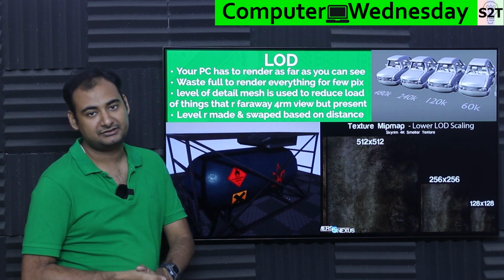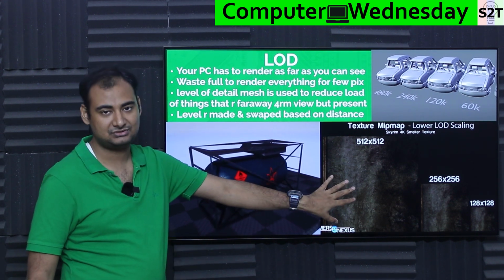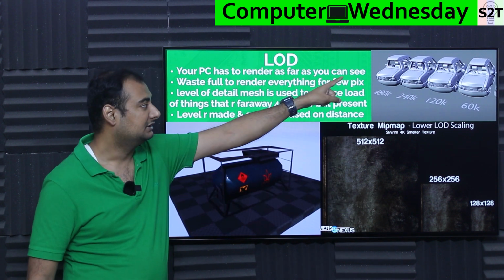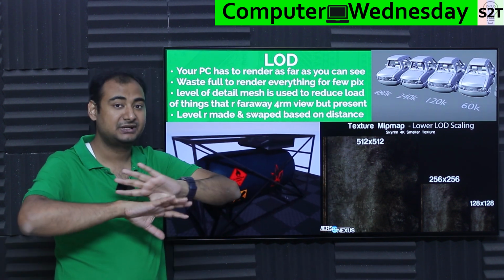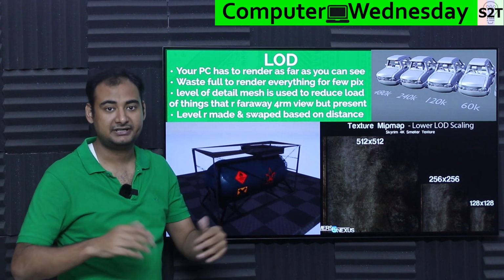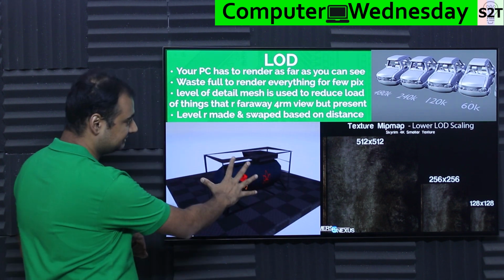So that's the only way we can reduce CPU and GPU load. Your texture resolution going down reduces GPU load, and LODs reduce CPU load. Now you can have a whole scene where things are far apart and they are still there. That is very critical. For example, this is a box.